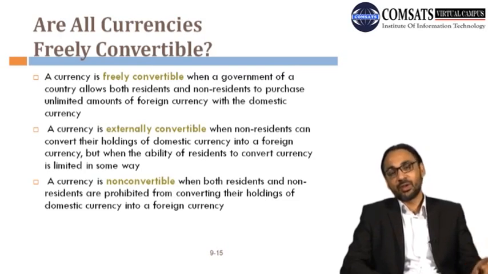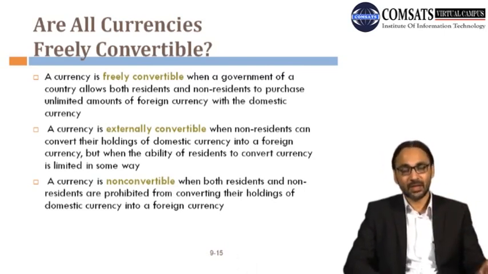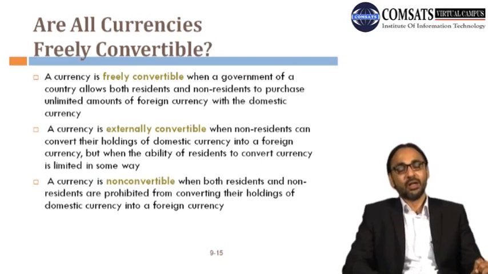and simultaneously the local residents will not be allowed to convert the Pakistani rupees into dollars, or if they are allowed, that will be only in a limited amount. So that would be some restriction.